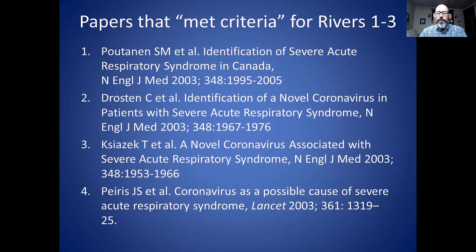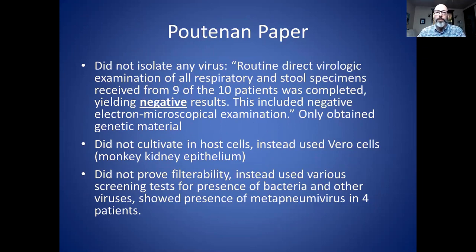So here are the 4 papers that I mentioned that are footnoted that supposedly satisfy the first 3 criteria of Rivers. So Putanen, Drosten, Kaziacek, and Paris. And please forgive me if I'm mispronouncing any of those names. And these are all about the SARS coronavirus from 2003. So let's look at the Putanen paper first. So they did not isolate any virus, the first step. And here's a quote from the article: "Routine direct virologic examination of all respiratory and stool specimens received from 9 of the 10 patients was completed, yielding negative results. This included negative electron microscopical examination."